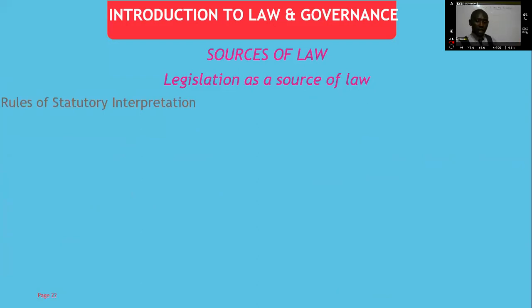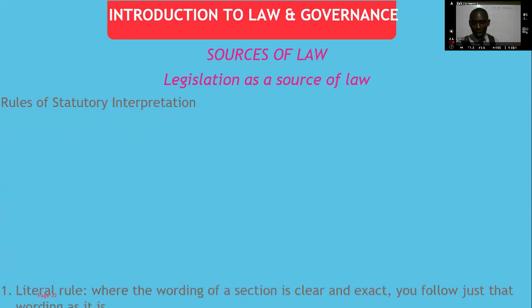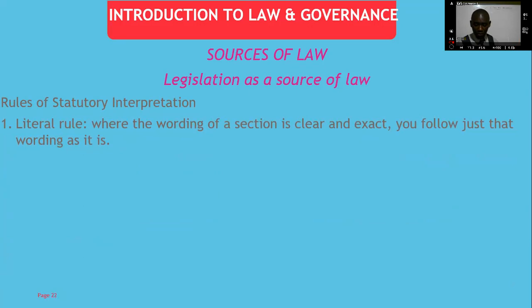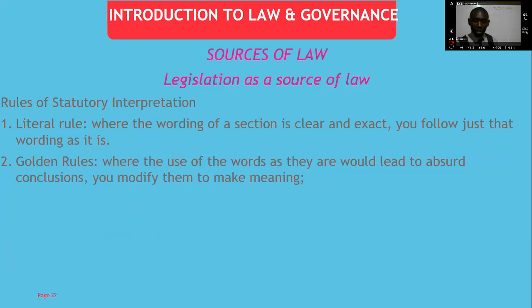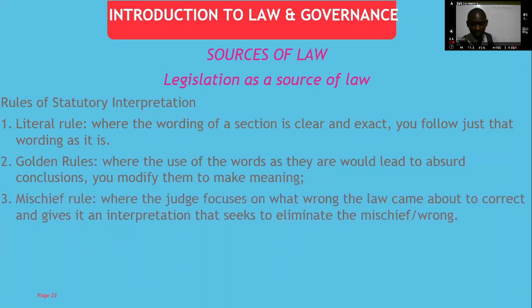Now, having created these rules, we're going to present them to the court. The court is the one that is mandated by the Constitution to come up with interpretations of that law. So how will the court interpret legislation? This goes to the rules of statutory interpretation. The main rules are three. One is the literal rule, the other is the golden rule, and the third is the mischief rule.